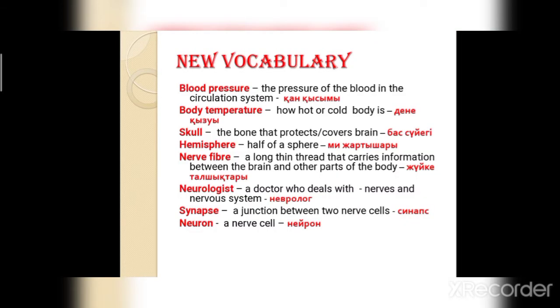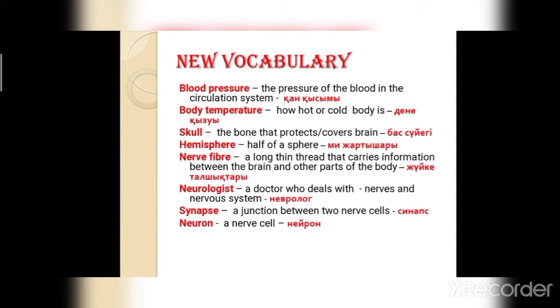The new vocabulary of our theme. Blood pressure: the pressure of the blood in the circulation system. Body temperature: how hot or cold the body is. Skull: the bone that protects, covers the brain. Hemisphere: half of a sphere.